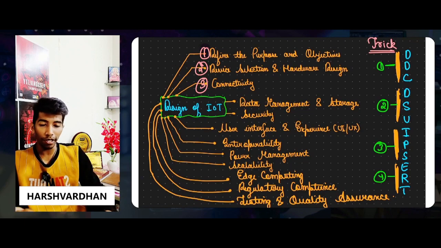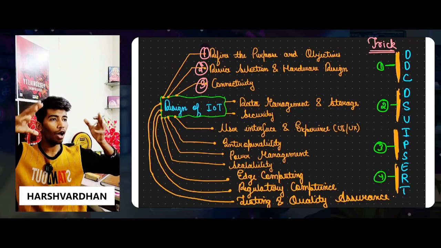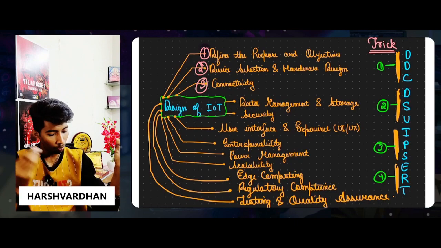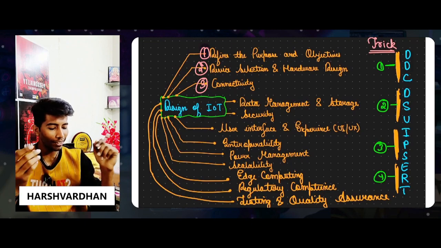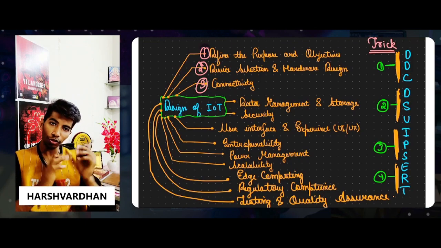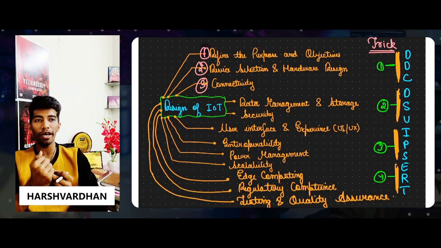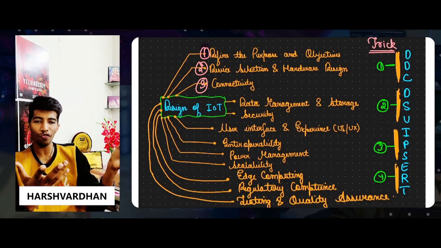Then scalability: if in the future you want to make this studio a larger one, how can you introduce more devices to get connected to it? So the scalability part is important. Edge computing is an important part. Regulatory compliance is also important, and then testing and quality assurance is also important. When it comes to IoT based systems, proper testing should be there. It's not like you have just connected this, the things are coming on your phone, and okay, you are good to go.